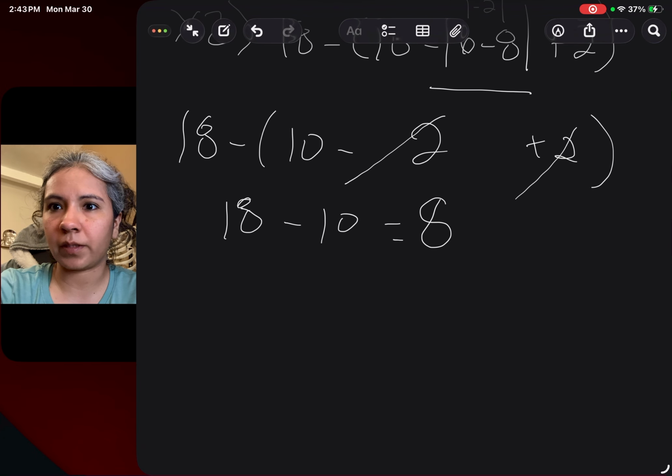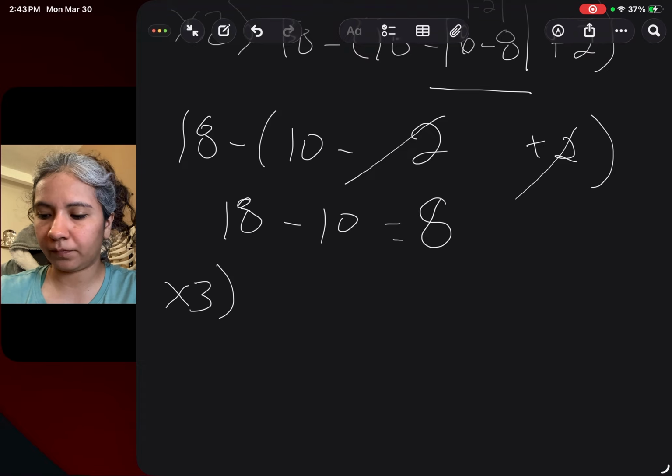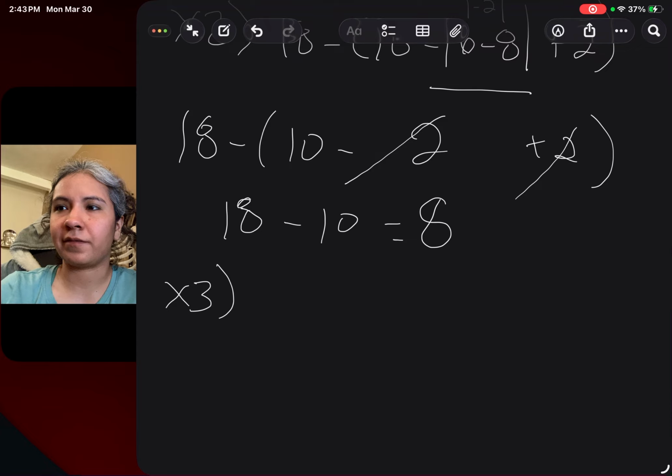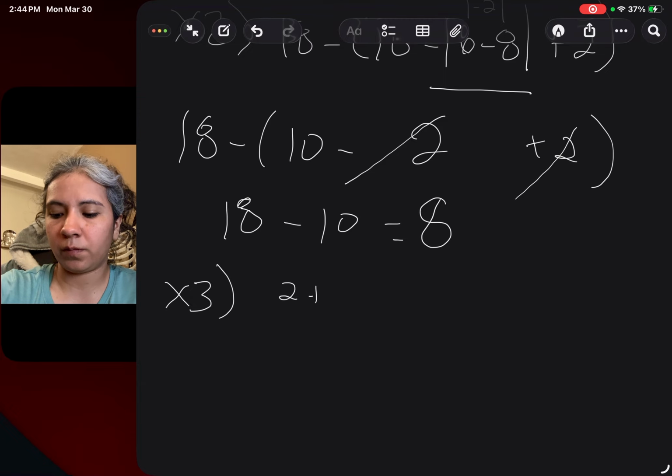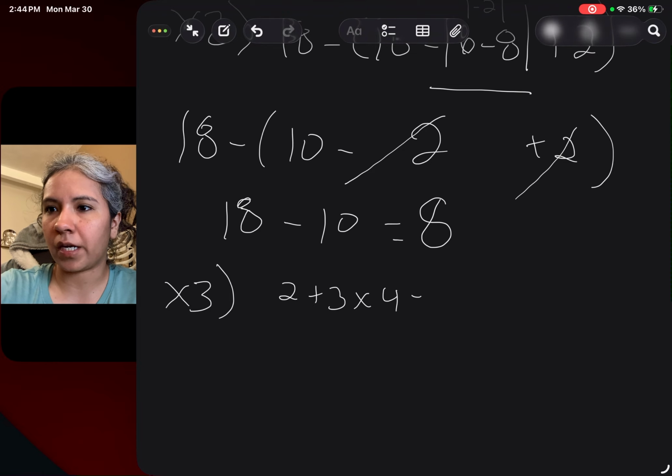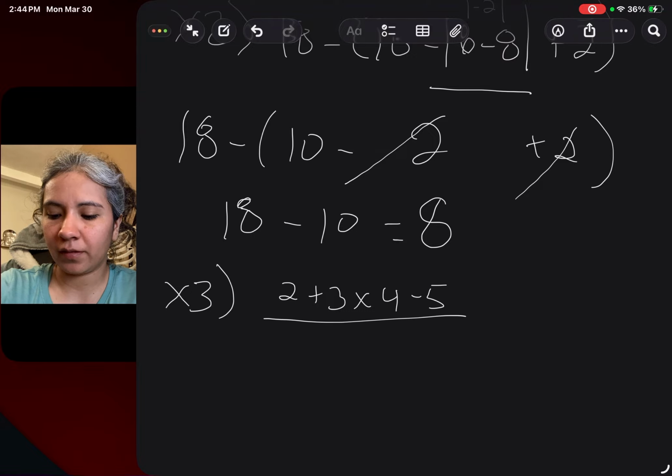Now let's talk about another symbol of inclusion, which can also be kind of like the absolute value, is a division bar or dividing. So say we have 2 plus 3 times (4 minus 5) over 6 minus (5 minus 4).